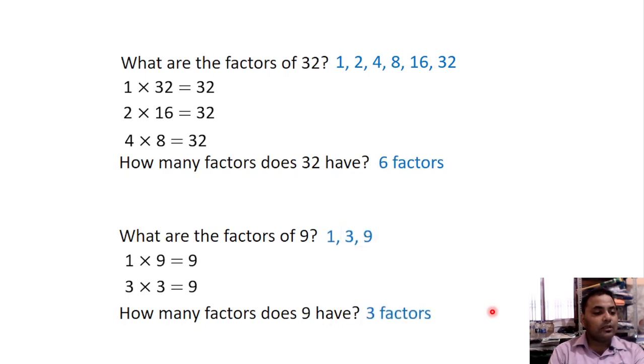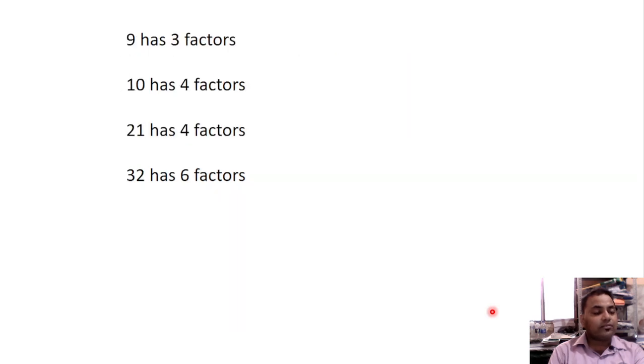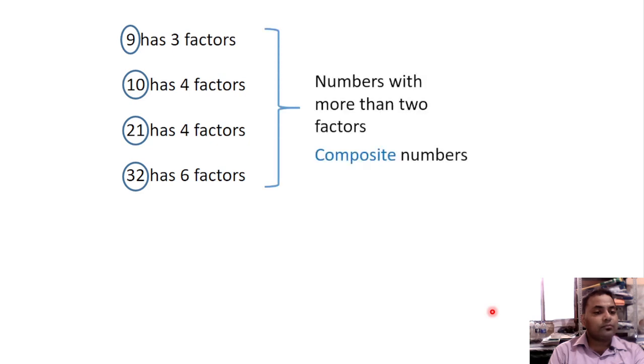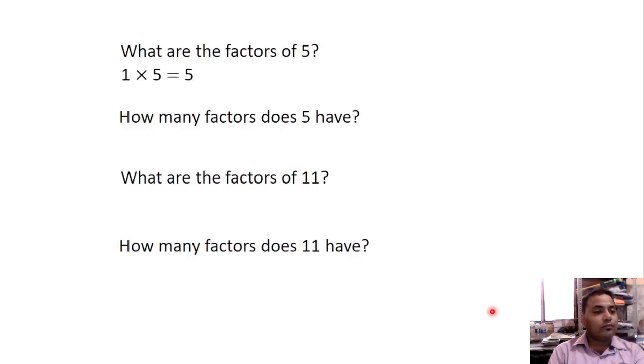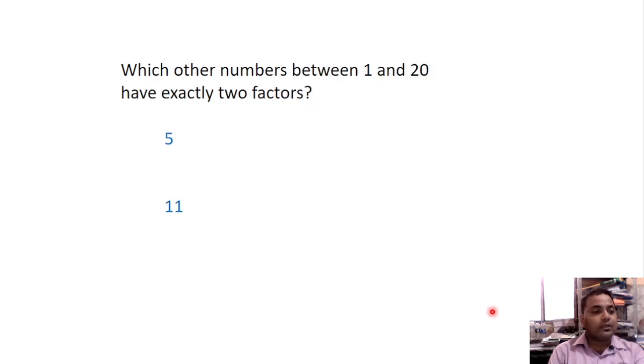What are the factors of 9? 1, 3, 9. How many factors does 9 have? 3 factors: 1, 3 and 9. 10 has 4 factors: 1, 2, 5 and 10. What are the factors of 5? 1 and 5. How many factors does 5 have? 2 factors. What are the factors of 11? 1 and 11. How many factors does 11 have? 2 factors.